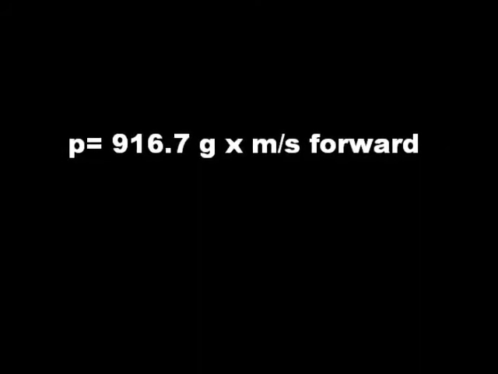Momentum. Momentum is equal to mass times velocity, or p = m × v. For example, the momentum of the soccer ball is equal to 436.5 grams times 2.1 meters per second forward, to get 916.7 gram-meters per second forward.